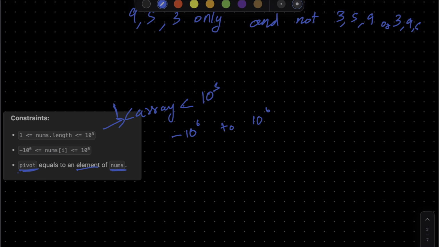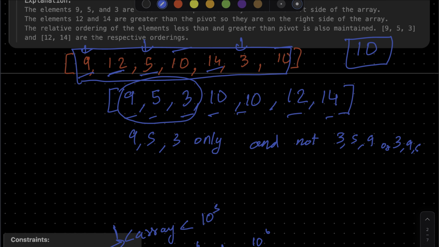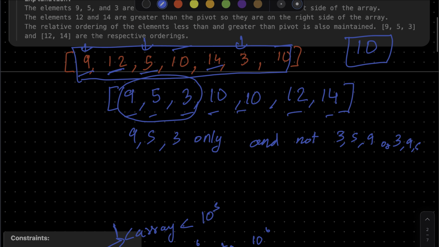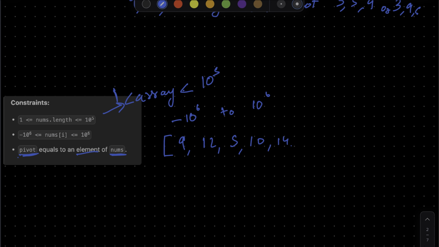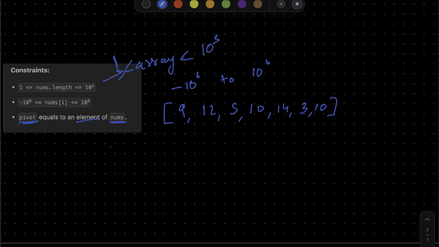Now, what is the intuitive solution which one can think of? Let's say I am given this array, 9 12 5 10 14 3 and 10. What can I do here? I can create two more arrays, let's say one for less than pivot, and one for more than pivot.